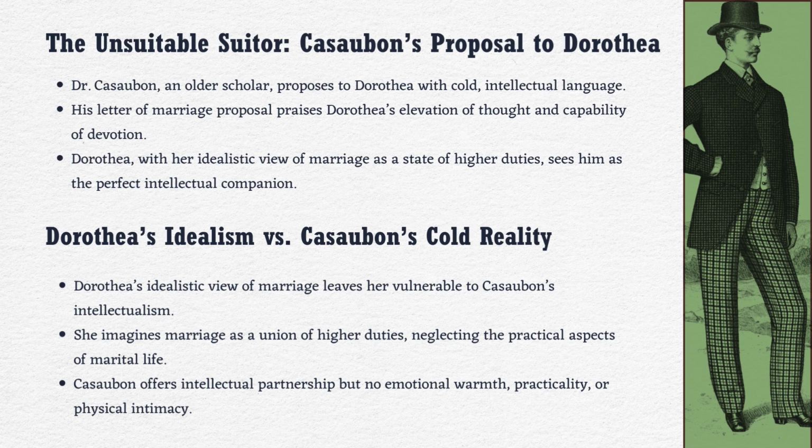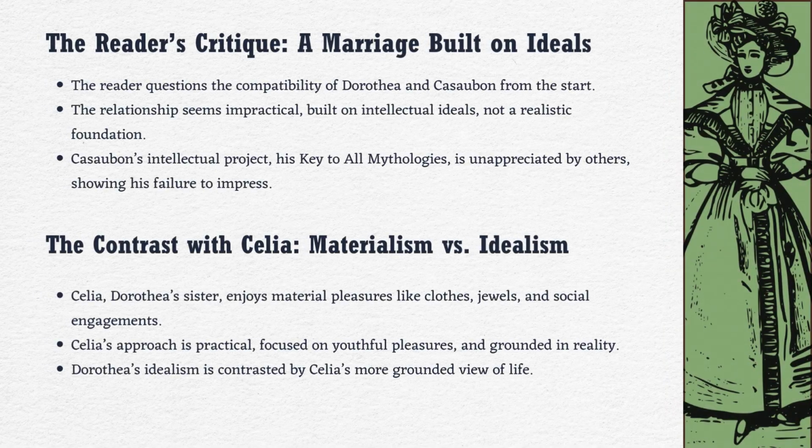This marks the first of many contradictions in Dorothea's character. As readers, we are immediately wary of this relationship. Casaubon presents an ideal that seems more theoretical than practical. Dorothea sees a perfect intellectual match, but we see the red flags.